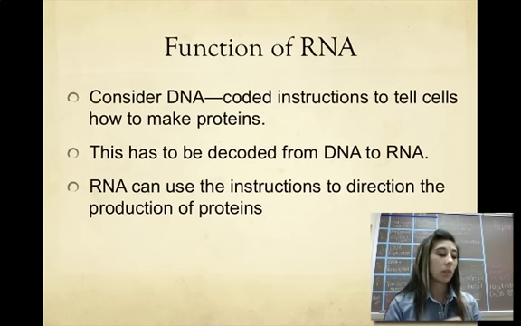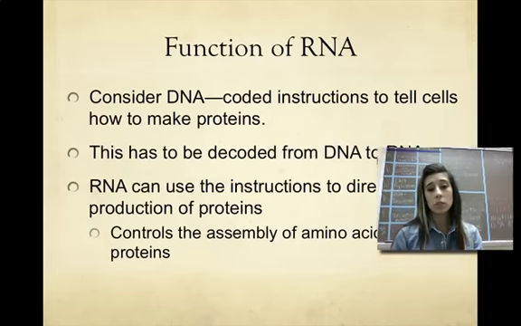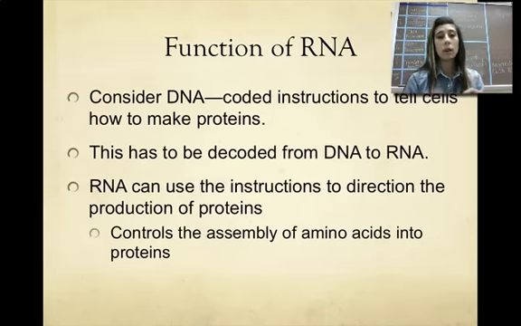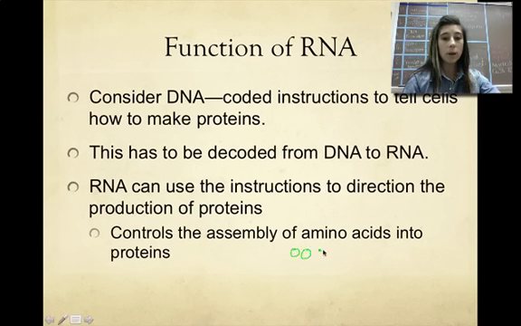RNA basically will take the instructions from DNA and will direct the production of proteins inside of the cell. And ultimately what RNA is doing is controlling the assembly of amino acids into proteins. Remember, back when we studied biomolecules, we had small amino acids, and if a bunch of those were chained together, we could get down to the point of having a protein.